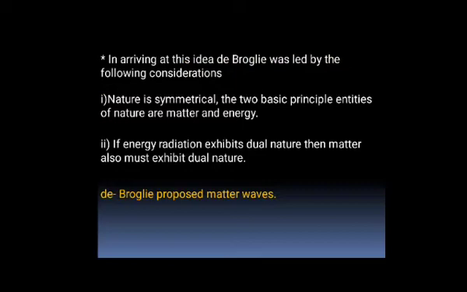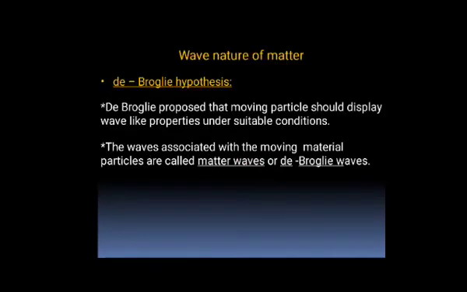First one, say nature is symmetrical. The two basic principal entities of nature are matter and energy. If energy radiation exhibits dual nature, then matter also must exhibit dual nature. So de Broglie proposed matter waves. Then what are matter waves? The waves associated with moving material particles are called matter waves or de Broglie waves. The wavelength associated with these waves is called de Broglie wavelength.